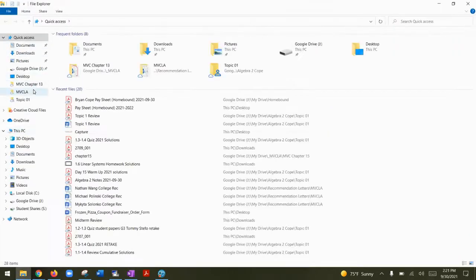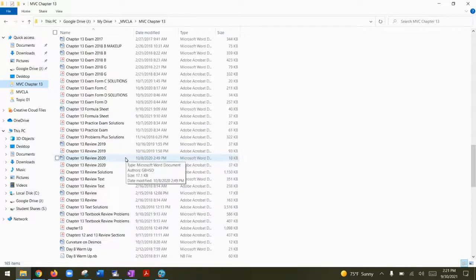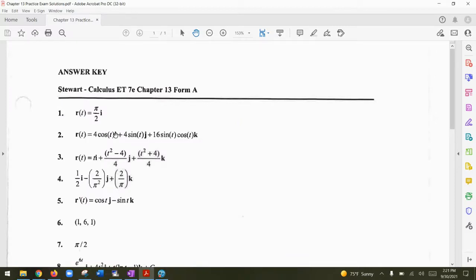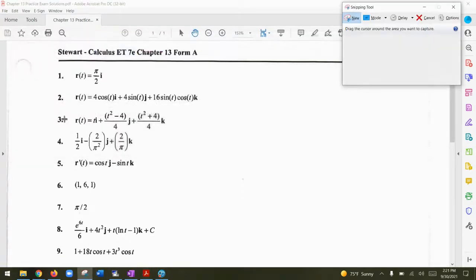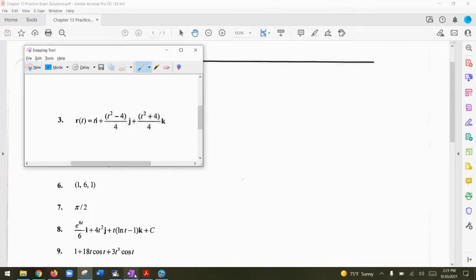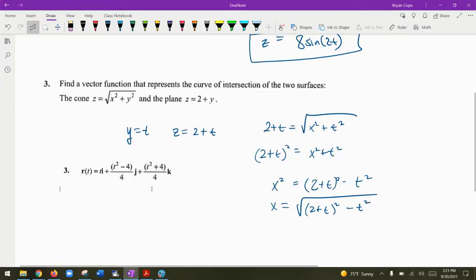So let's check the solutions and see what they say. Chapter 13, practice exam solutions. Here they are. Okay, 1 we didn't care about, 2 we got right, and 3, that's different, huh? They let x be t. Now, why is that better? If x is t, then how do we get y? You see what I'm asking?